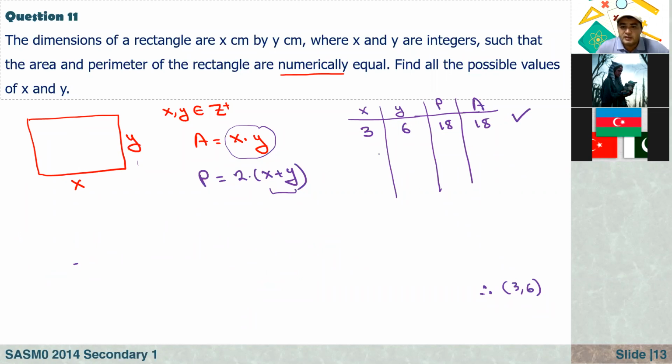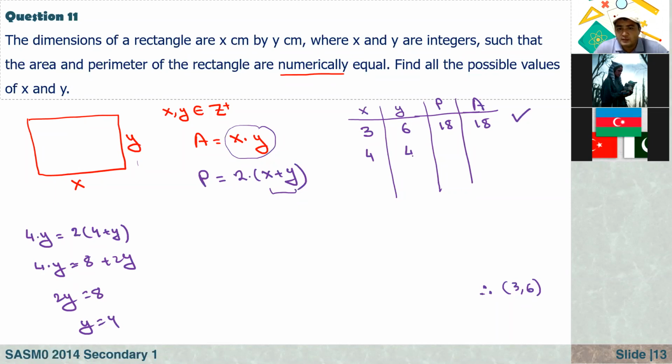It's done. How about if x equals 4, for example? Here we have 4 times y is equal to 2 times (4 plus y), which gives 4y is equal to 8 plus 2y. Take it to the left-hand side, 2y is equal to 8. What is y? y is equal to 4. We got another answer. If x equals 4, y can also be 4. As you see, 4 plus 4 is 8, 2 times 8 is 16, and 4 times 4 is also 16. Now we have two answers. The next one is 4 and 4. How about the third one?